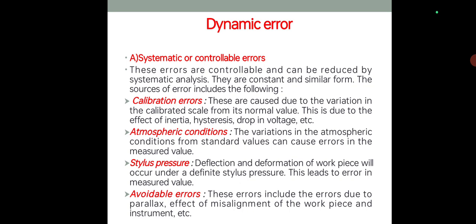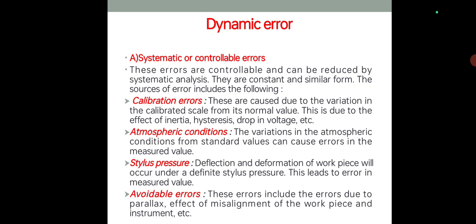First one, what is calibration error? The actual length of the standard, such as scales, will vary from the nominal value by a small amount. Here we take the example of a vernier caliper where the main scale and vernier scale coincide. If it is not matching with the zero point, that type of error is called calibration error.